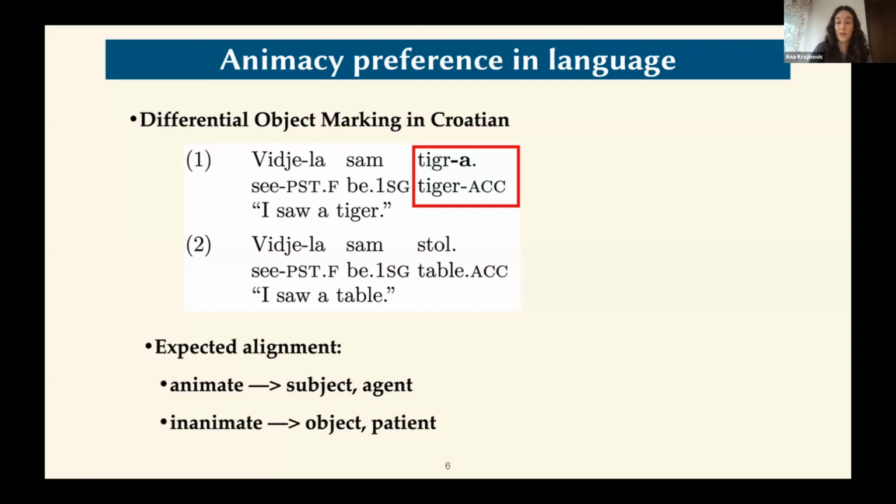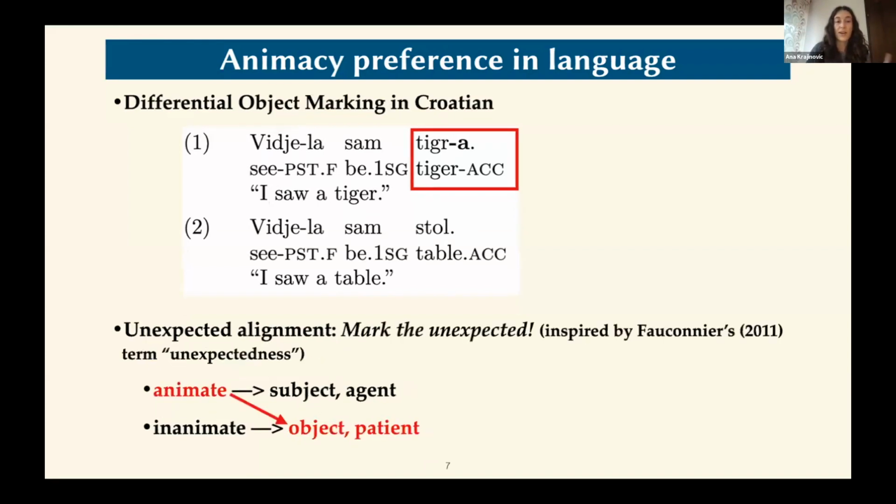So when that is not the case, when animates are an object, then they receive additional morphological marking. And this is something we're going to refer to in this talk as mark the unexpected, which we claim is a principle that also holds in visuals, and it's potentially a cognitive universal.